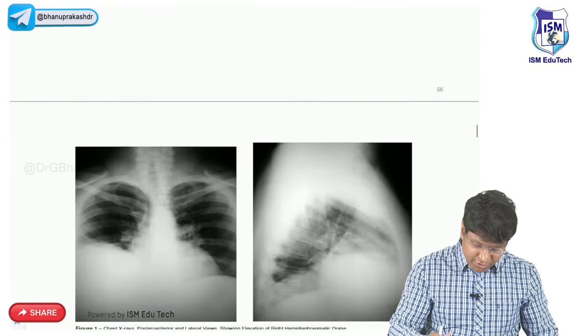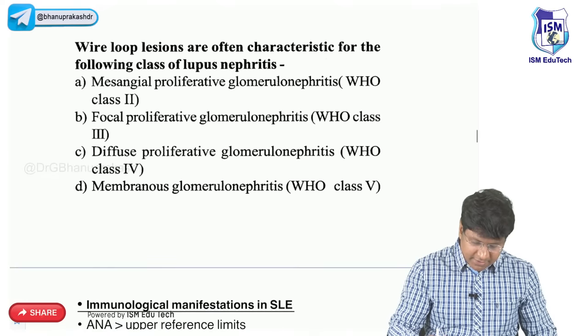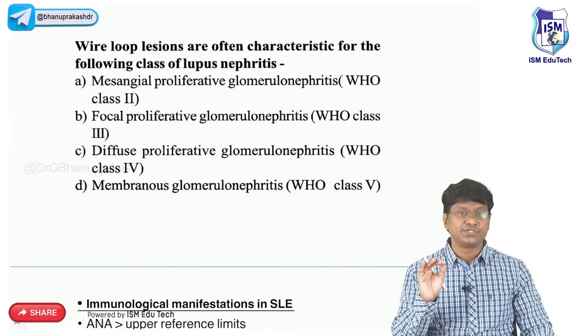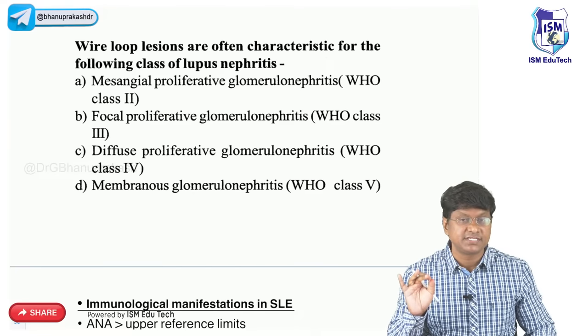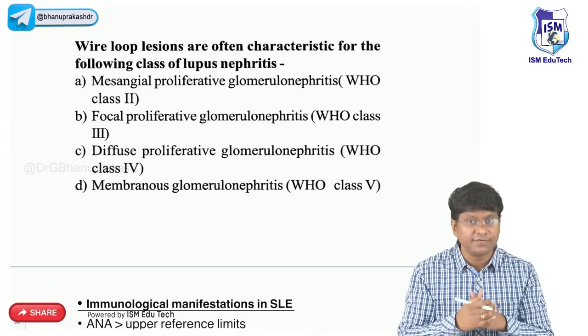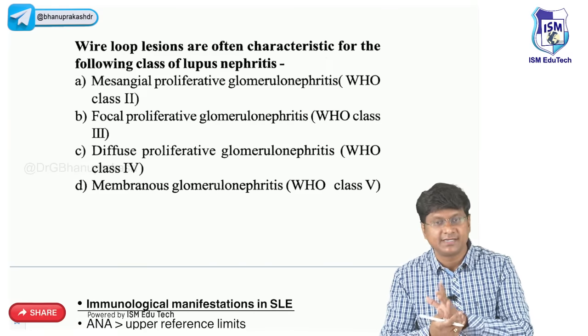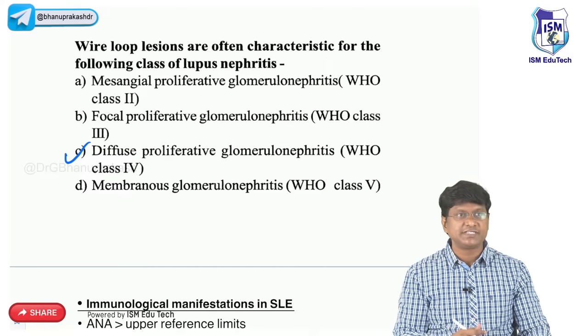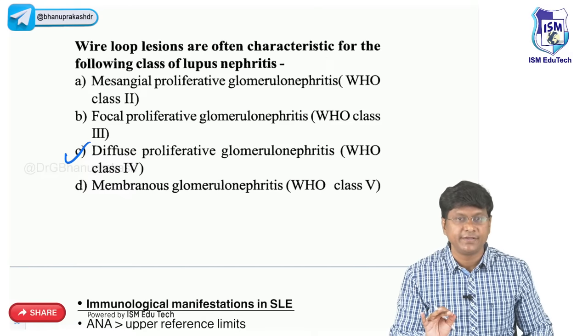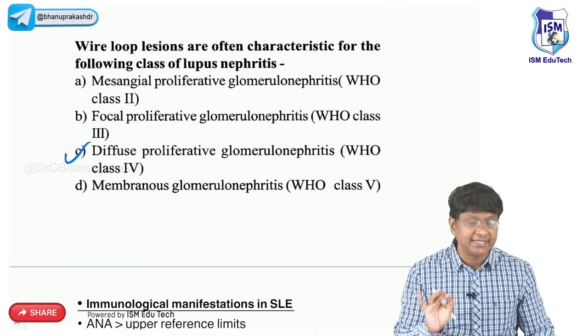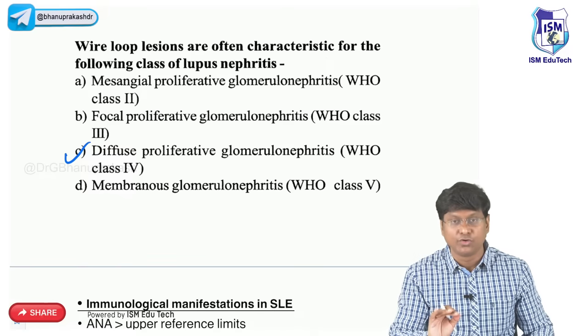Next, you need to be very much aware of this question: wire loop lesions are often characteristic for which class of lupus nephritis? That will be class 4, which is nothing but diffuse proliferative glomerulonephritis. That is where you have wire loop lesions.